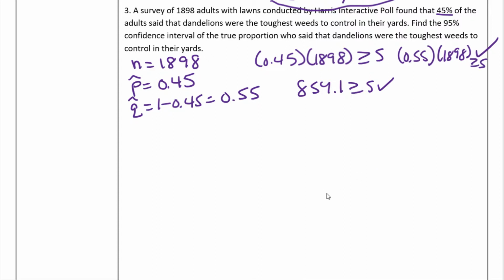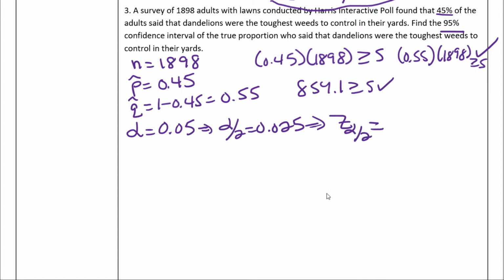All right, so proceed with the confidence interval. We know that alpha here is 5%, because we have 95% confidence, which means alpha over 2 is 0.025, which means we can proceed to find our z alpha over 2.